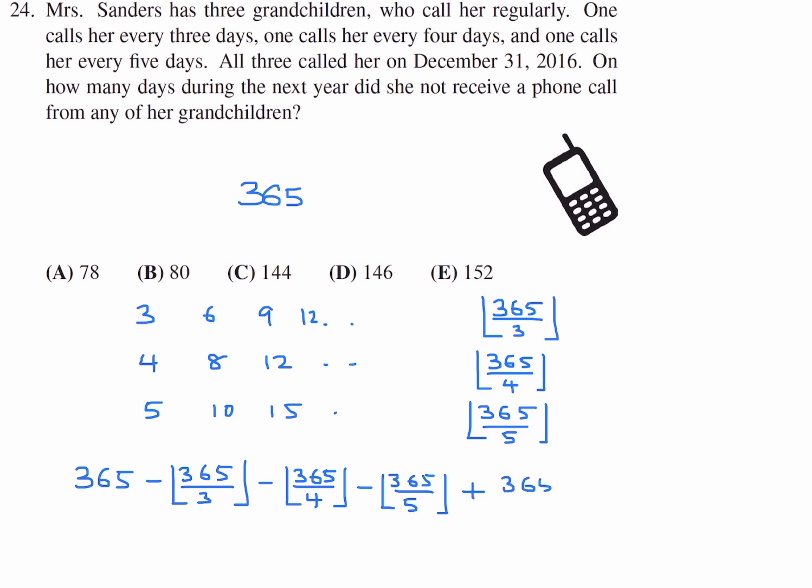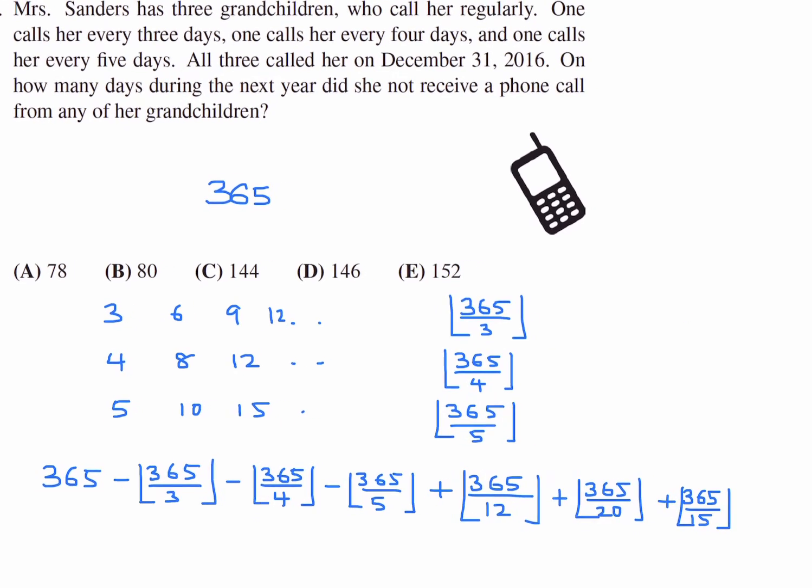We have to add back multiples of 3 and 4, which would be 12. We also have to add back multiples of 4 and 5, which is 20. And we also have to add back multiples of 3 and 5, which is 15. 365 over 15. And it's not that simple.